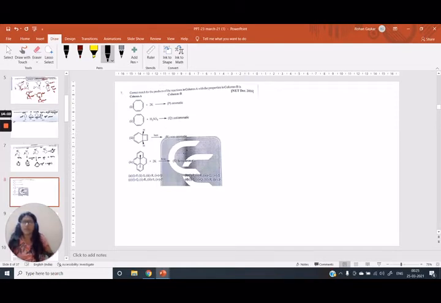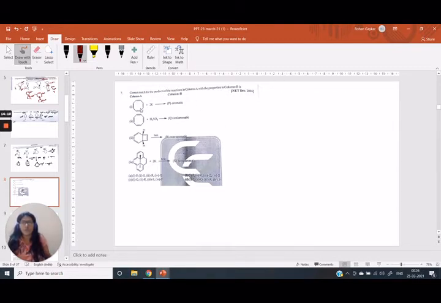Now we can see the next question. The question is: correct for the product of the reaction of column A with the properties in column B is. Here, match the following.